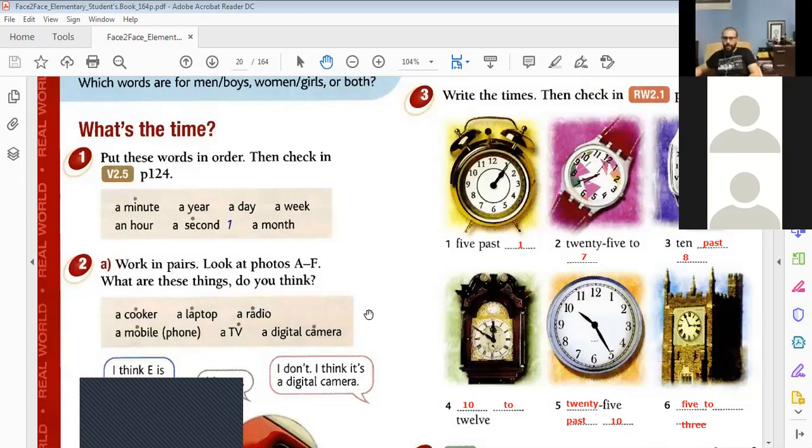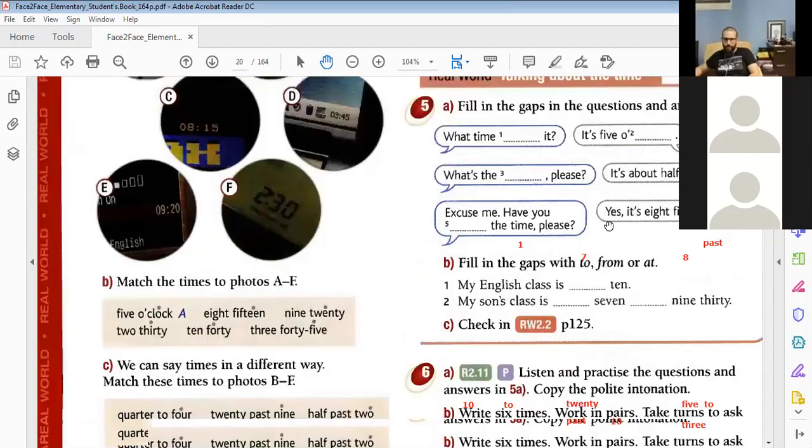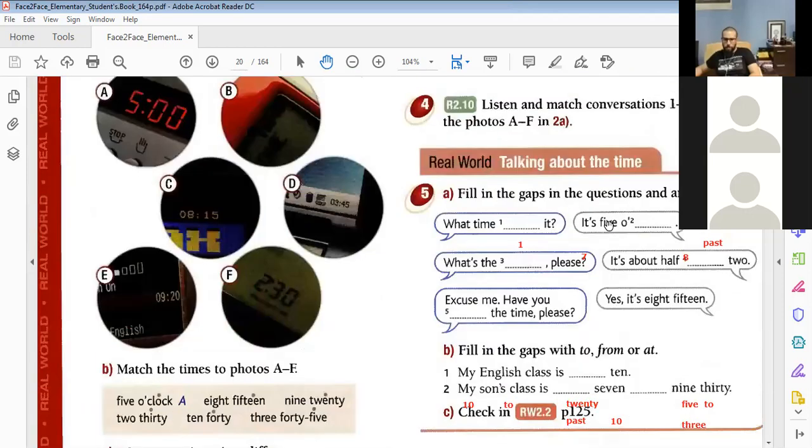Okay, conversation number 1 to 3. I'm trying to look for the conversation.